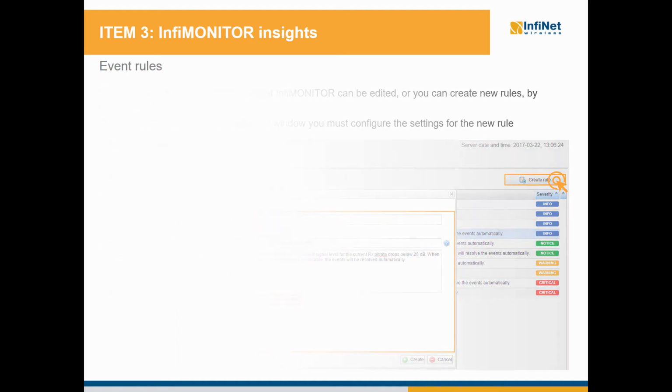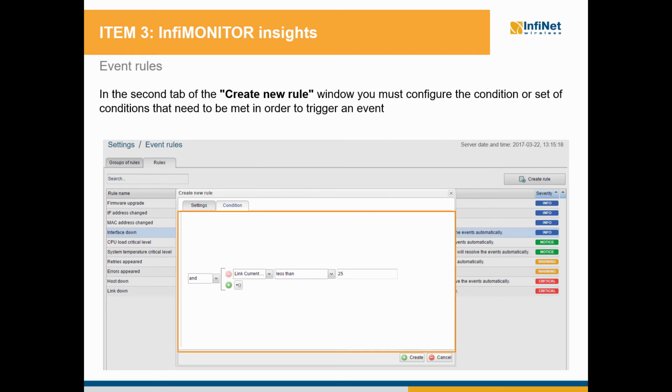this setting. In the second tab, you must configure the condition or set of conditions that need to be met in order to trigger an event. Here I have just a simple condition, link current level less than 25, but you can create a more complex set of conditions using logical operators like AND, OR, and NOT, the list of parameters, and the comparison operators like equals, not equal, greater than, less than, and so on.